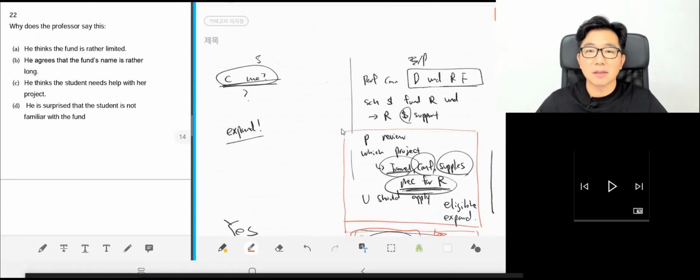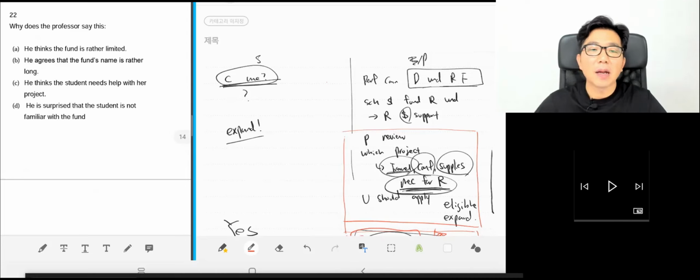He says, I think you're a perfect candidate for the Dean's undergraduate research fund. And the student says, what? Like, the student doesn't even get it. Like, what? Sorry, what did you say? What are you talking about? Okay. And the professor says, yeah, it's a mouthful, I guess.